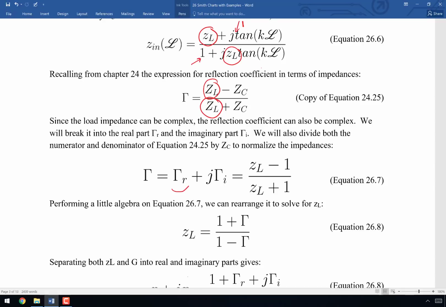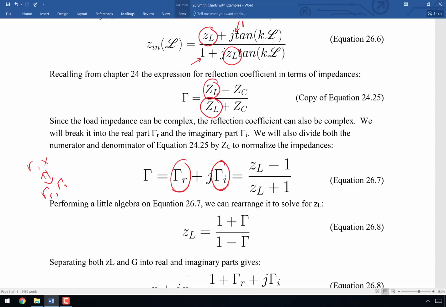So we're going to have gamma r, and we're going to have gamma I. That's the real part and the imaginary part of the reflection coefficient. And those quantities are also super important. So gamma r and gamma I will be very, very important to us. It's really the relationship between r and x with gamma r and gamma I that we're going to be working with in the Smith chart.